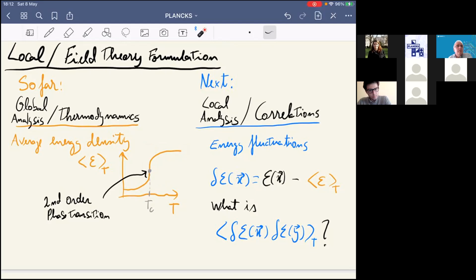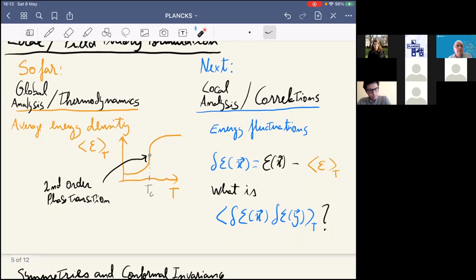Okay, but what can we know more about the system? We can know more by looking locally. And a local analysis of the system is what we call correlations or correlation functions. So let's study energy fluctuations of the system. By that, I mean, let's study the energy at a given site of the lattice and subtract out the average. Well, of course, the expectation value of a fluctuation is 0. That's what an average means. But we can ask, what's the average of the product of two fluctuations at two different points in the lattice? So basically, how does the energy fluctuation propagate in the system at a given temperature?